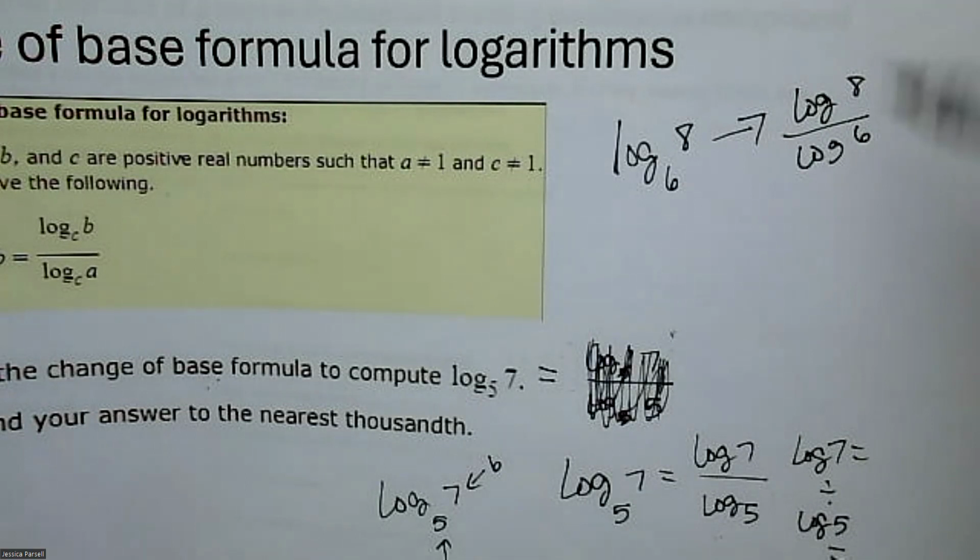And as a matter of fact, I think it's fine for us to write that like that. So now we're going to go to our calculator. Remember, we're doing log of 8 divided by log of 6. So let's go back over there. Share screen.